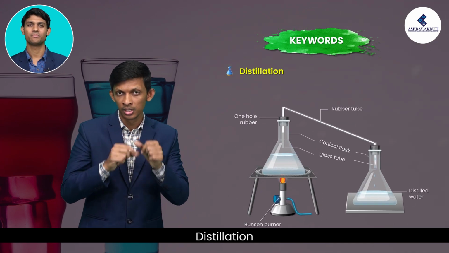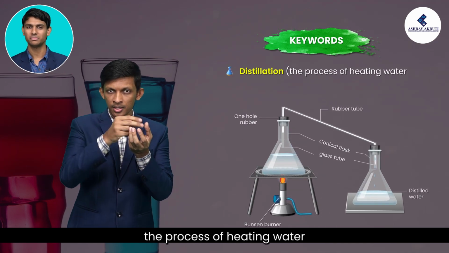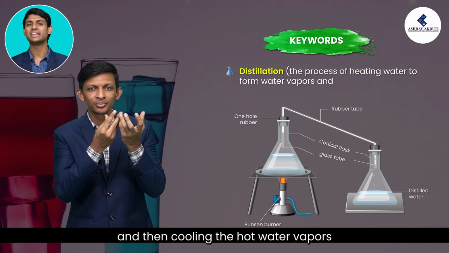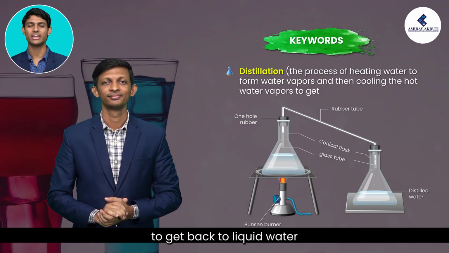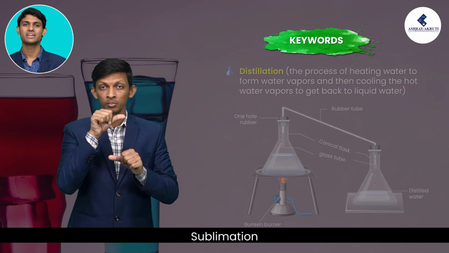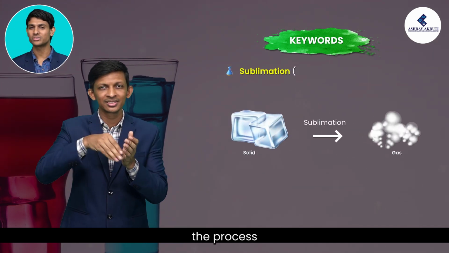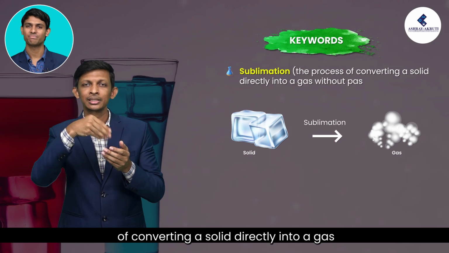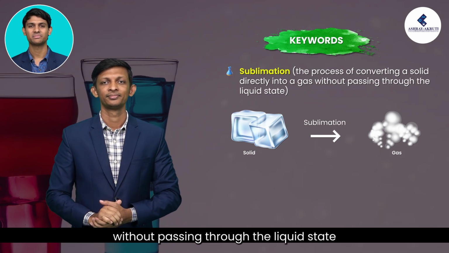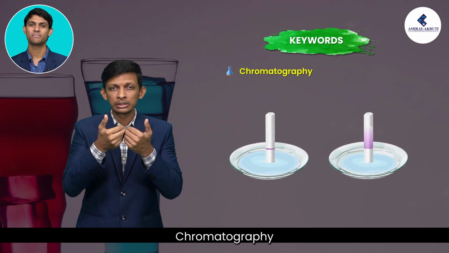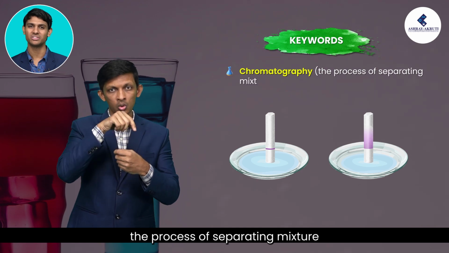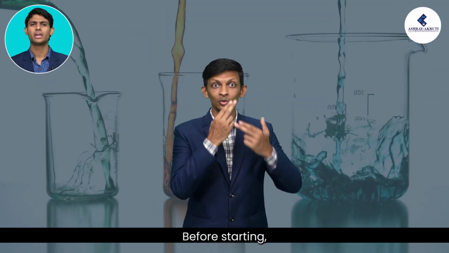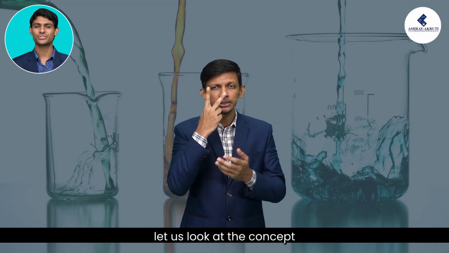Distillation, the process of heating water to form water vapors and then cooling the hot water vapors to get back liquid water. Sublimation, the process of converting a solid directly into a gas without passing through the liquid state. Chromatography, the process of separating a mixture into individual components. Before starting, let us look at the concept map of this session.